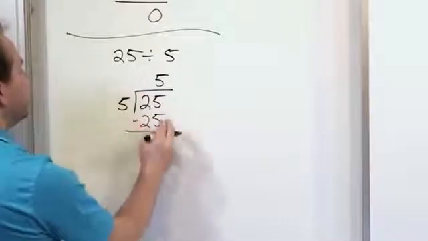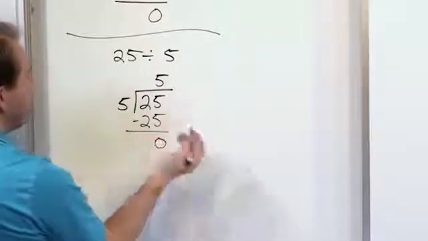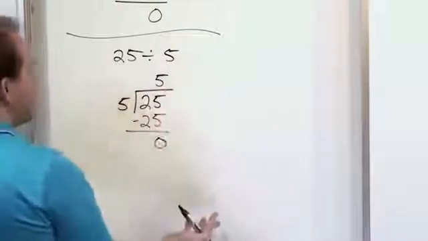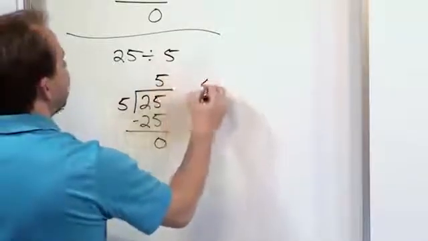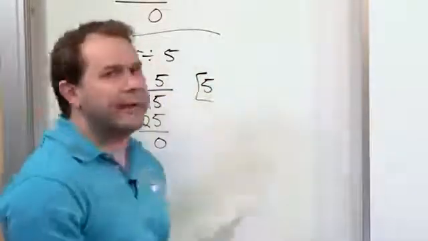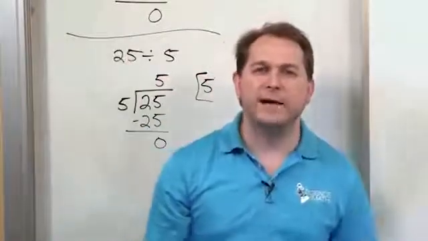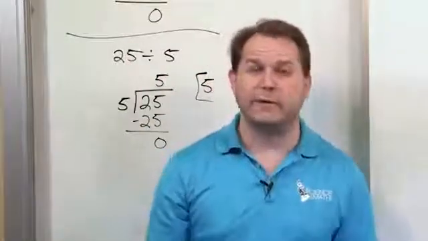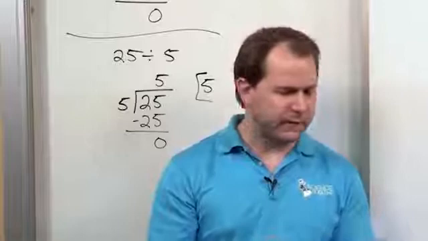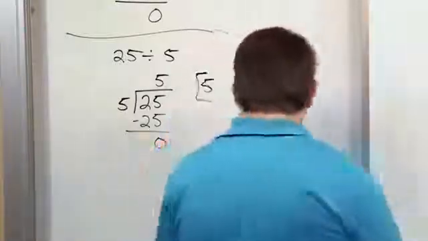Okay, and then you subtract. Since these are the same number, it just gets 0, and the same sort of thing. There's no remainder left over. It can go 5 times together. And you knew that already. 25 divided by 5 you know is 5 because 5 times 5 is 25. There's nothing left over. All right, now let's go to a little bit more complicated problem.